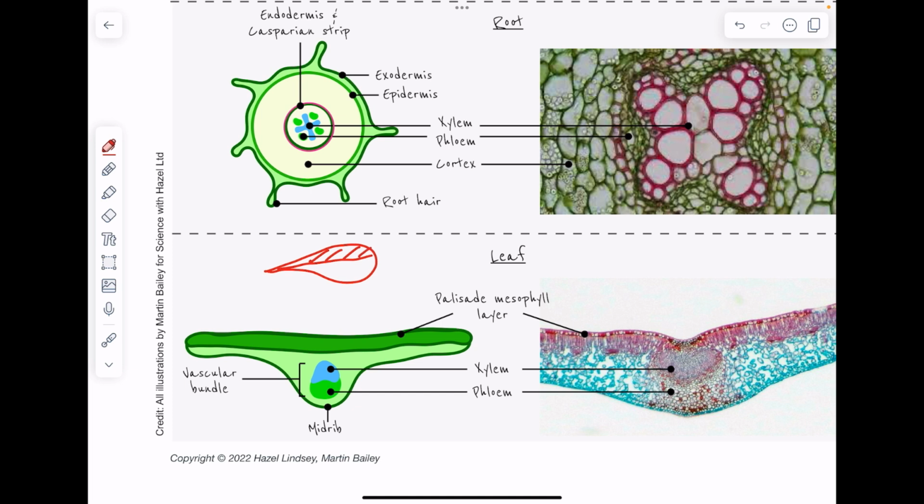The thing you'll notice about most leaves is the veins. So you're looking at the side view of the leaf and kind of looking at this bit here, the main vein. That's what the midrib here is representing. And you'll have your vascular bundle again with your xylem and your phloem, and then towards the top of the leaf you have your palisade mesophyll, which remember contains lots of chloroplasts that trap light for photosynthesis.